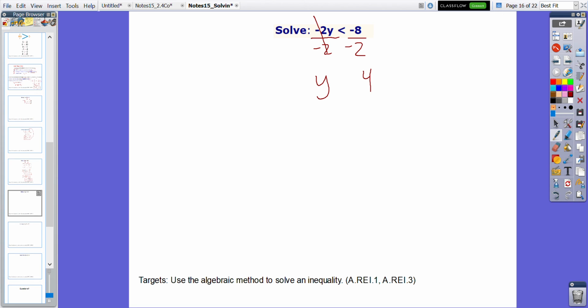But once again, because I made the move of dividing by a negative number, I have to switch my sign. So it goes from less than to greater than. So y is greater than 4 here. So all my numbers greater than 4 will make this inequality true.